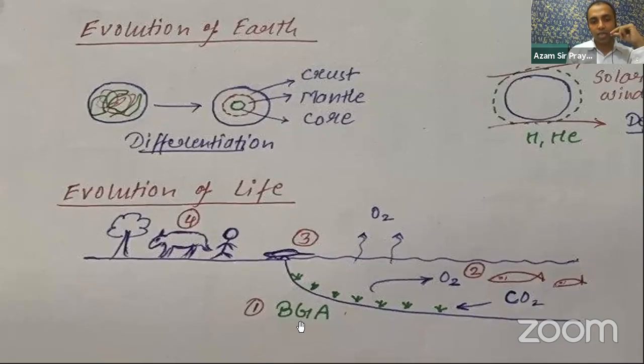So if we see in a nutshell, the very first form of life was a blue-green algae. You can consider this the cyanobacteria in the water. Then came the aquatic animal. Then came the amphibians. And lastly, the terrestrial.